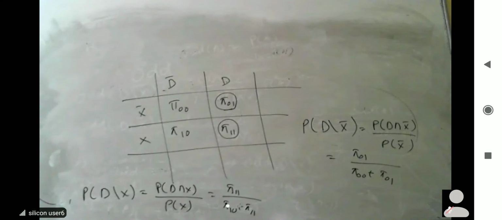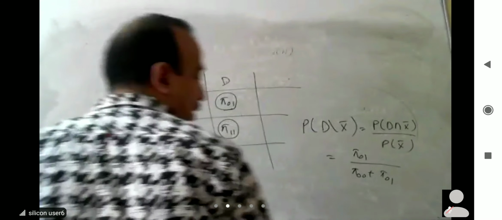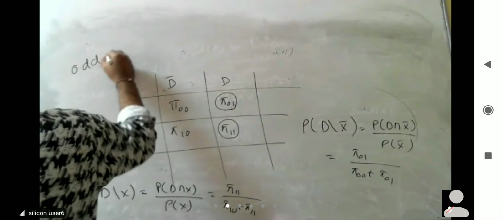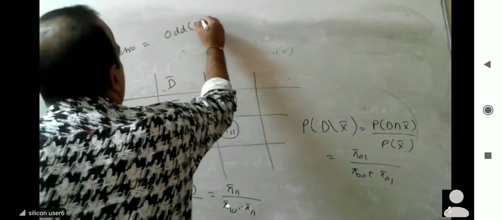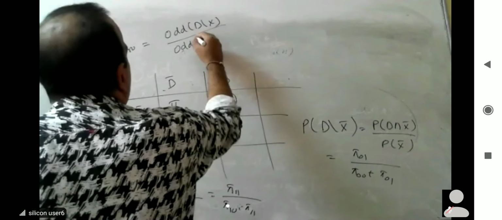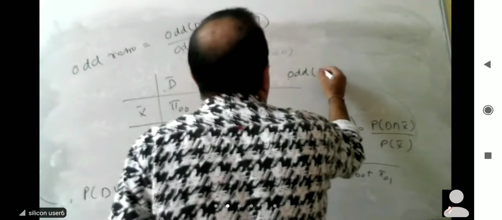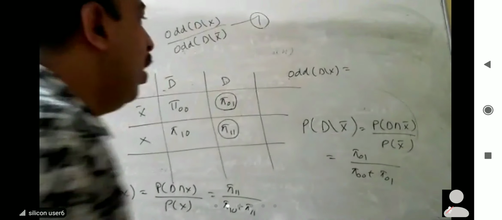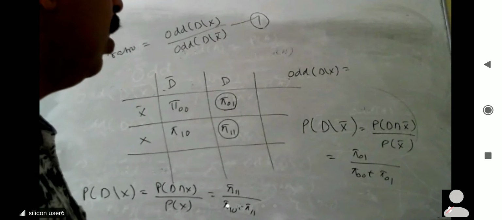Yes, sir. Okay. Now the odd of D by X. My question is, you will find the odd ratio. What is the odd ratio? The odd ratio equals the odd of D by X divided by the odd of D condition X bar. Make it equation 1. Now, what is the odd of D by X?